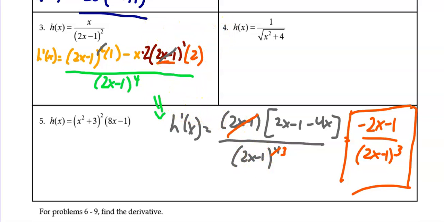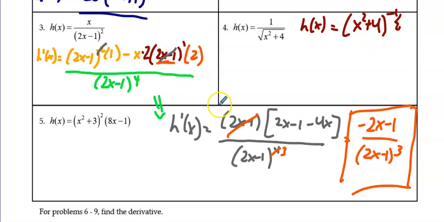All right, so let's look at example number 4 right now and look at this one. And again, ladies and gentlemen, the quotient rule is totally fine. You can use the quotient rule for it. I'm going to rewrite it, and the reason why I'm not doing it like I did number 3 is because we have an x here. If I rewrite this as (x squared plus 4) to the negative 1/2, this is just one function. I just have to apply the chain rule.